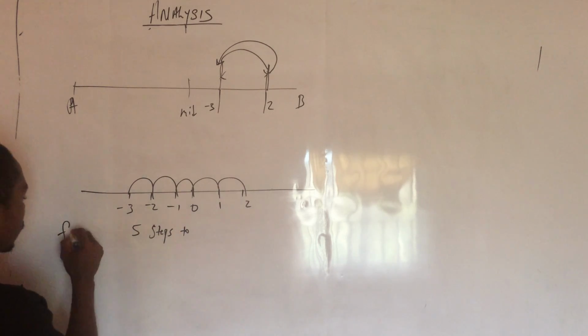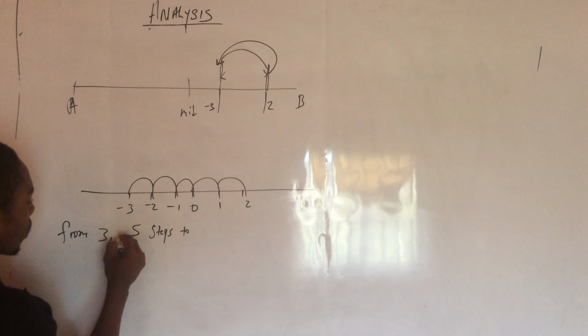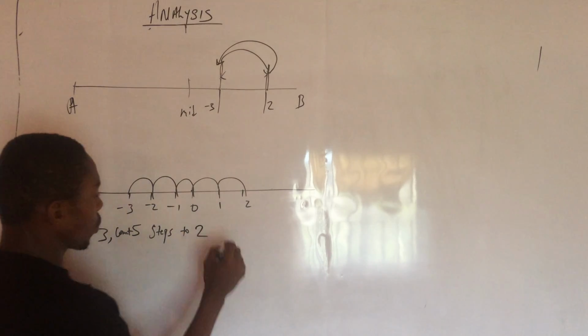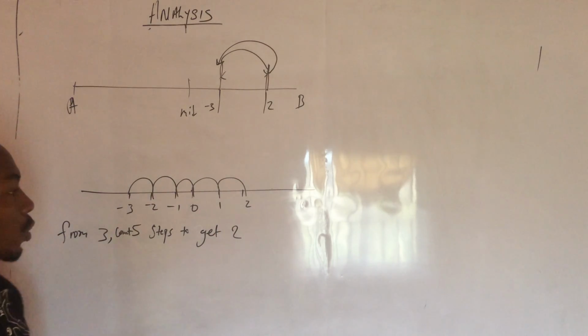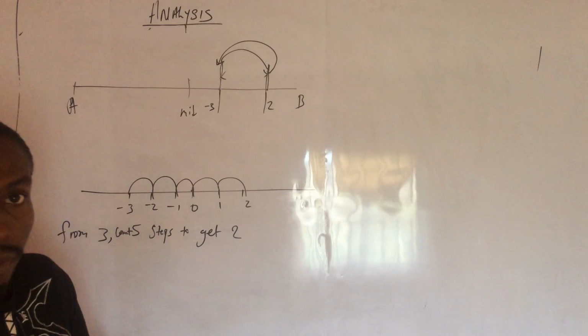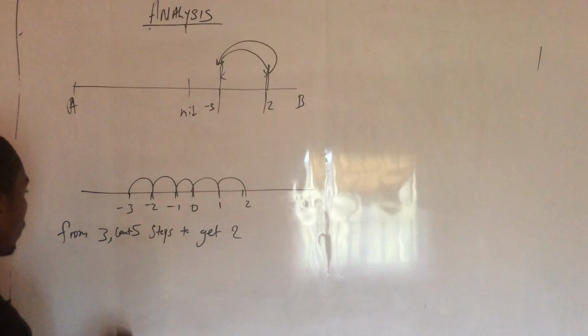Okay, from -3, count 5 steps to get 2. So, meaning we counted how many steps? 5 steps to get what? 2. Now, let's check again.